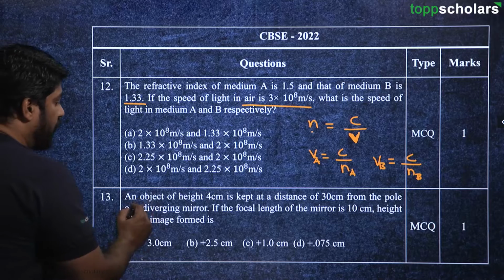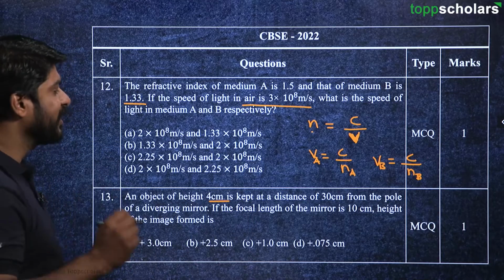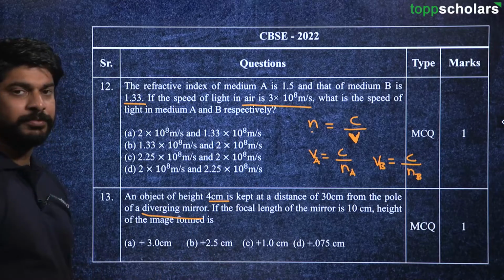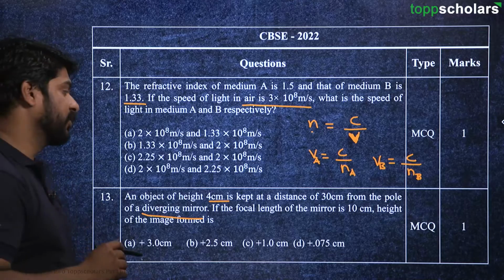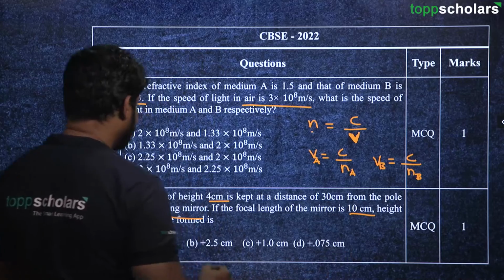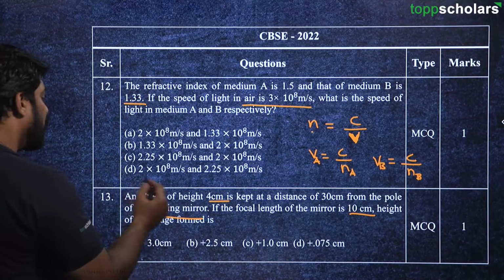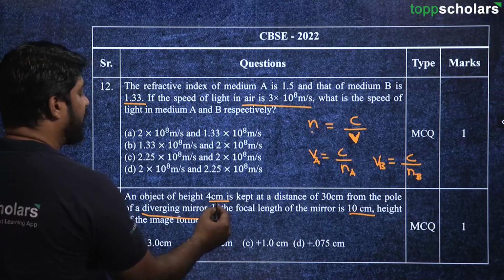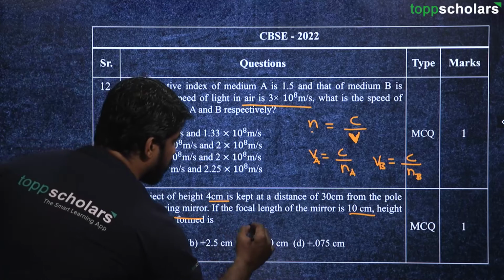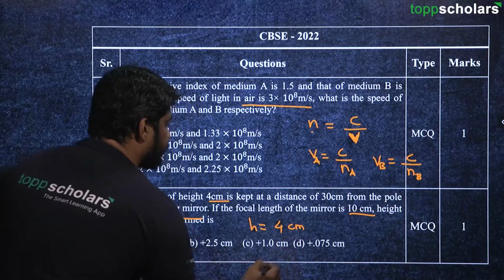Next question is, an object of height 4 cm is kept at a distance of 30 cm from the pole of a diverging mirror. So it's a diverging mirror, that means it's a convex mirror. If the focal length of the mirror is 10 cm, height of the image formed is what? So what is given here? First, the height of the object is given. So we can write over here H is 4 cm.